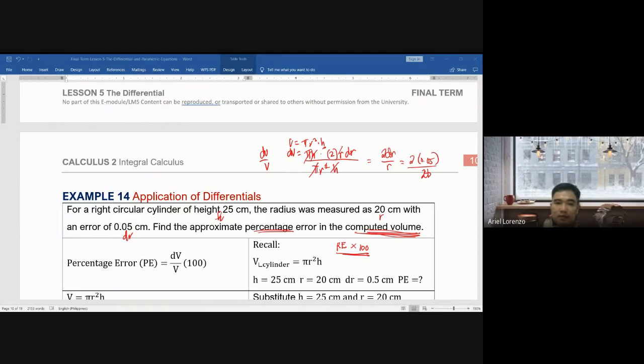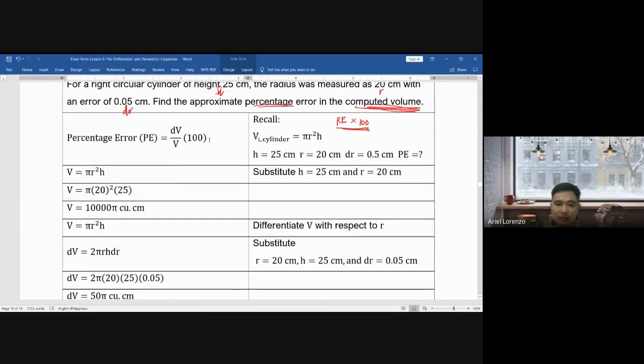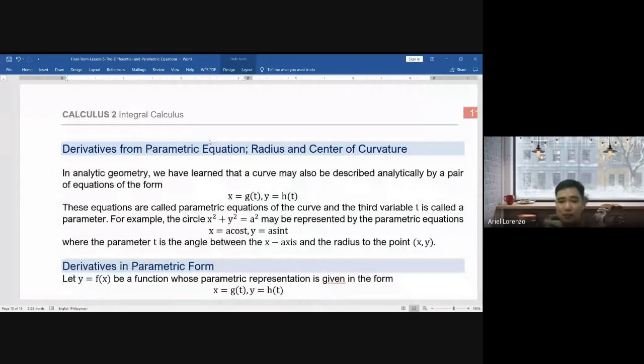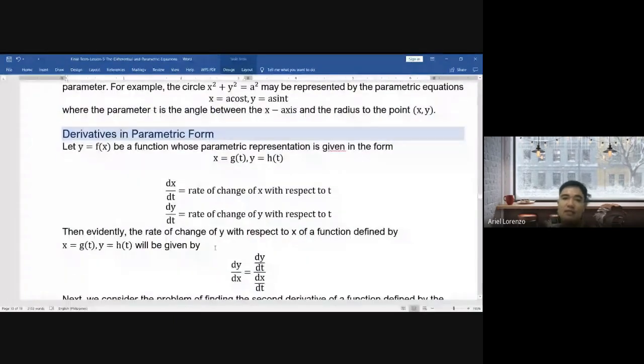Okay? So next naman class is yung sa may parametric equations. Madali lang to class, derivative pa rin to sa parametric equation natin. So given, class, let y be a function of x and be a function whose parametric representation is given in the form, iba yung function for x and then iba yung function for y. So dx all over dt is the rate of x with respect to t, and then dy all over dt is the rate of change of y with respect to t.